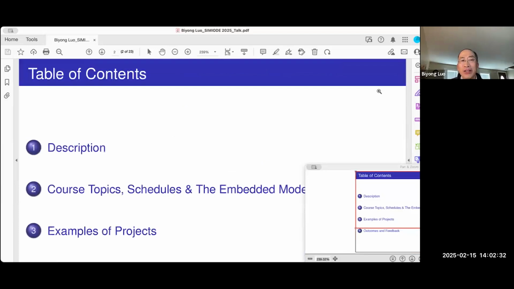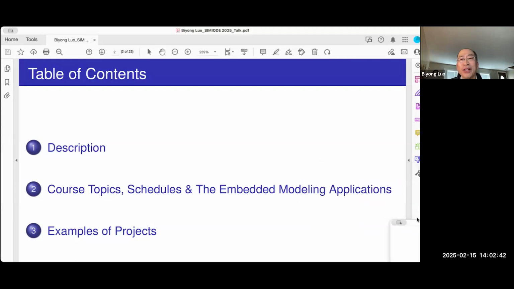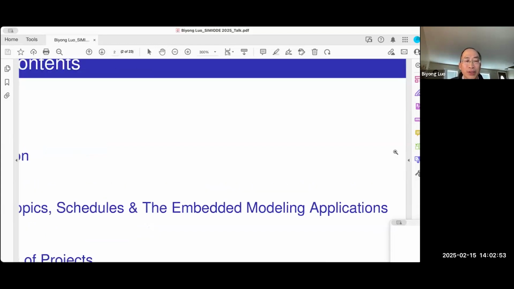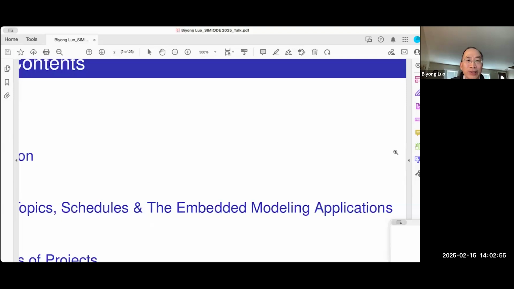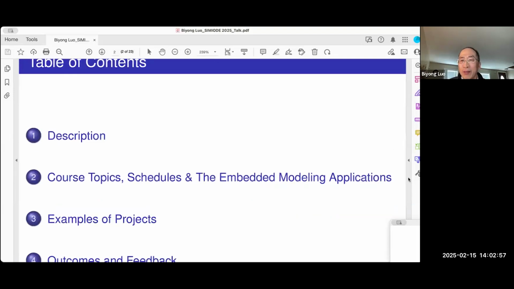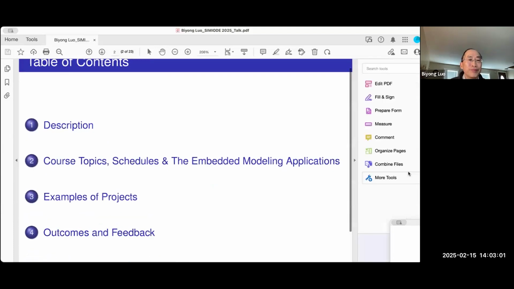Today, first, I'll give a description of my talk. In the second part, I will introduce this course's topics, schedule, and the embedded modeling applications in this course. Next is an example of projects. And the last is feedback, some students' appreciation, and my course evaluation.